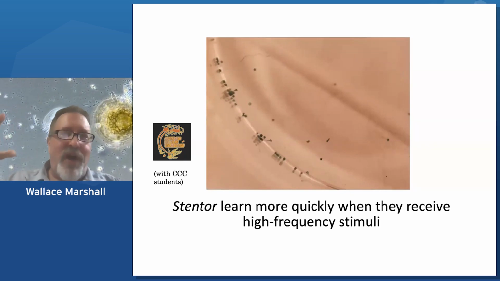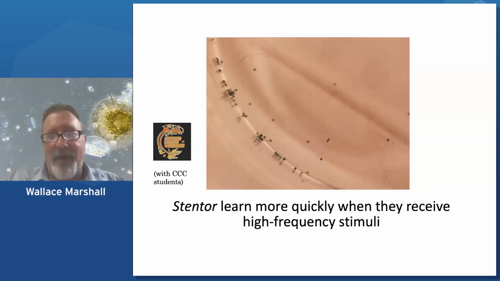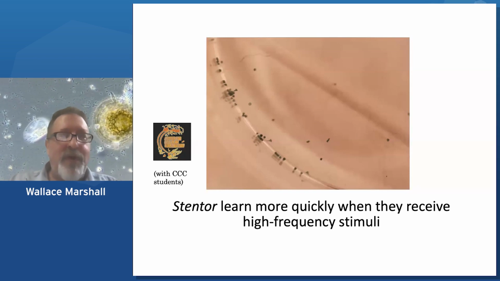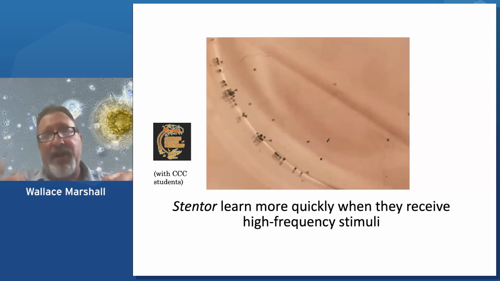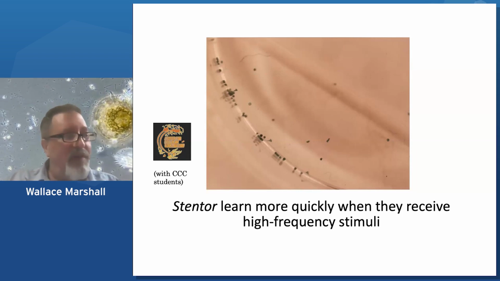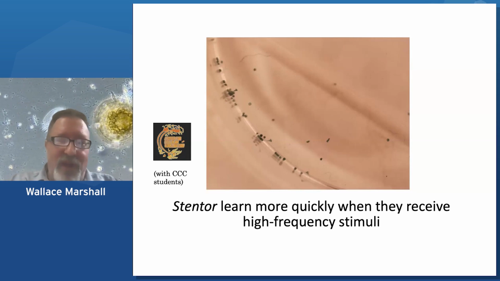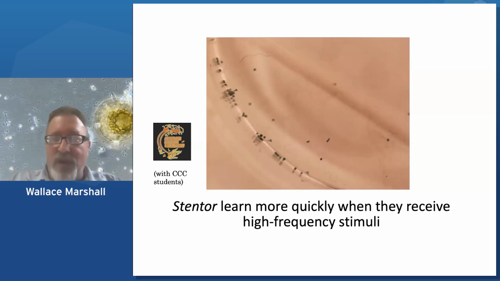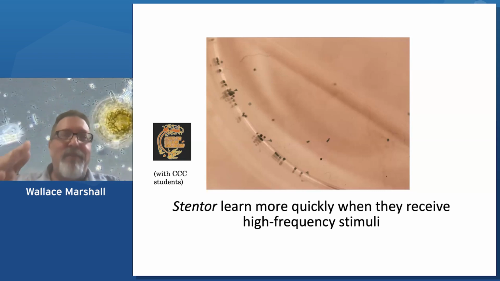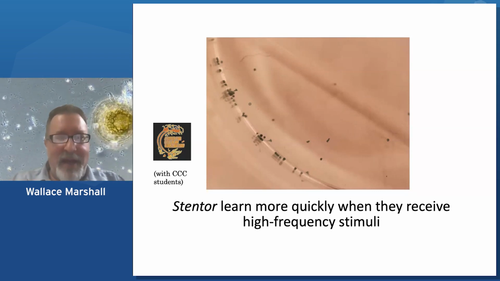So Stentor contracts within a millisecond, but it takes almost a minute for the cells to fully re-extend. So typically, when we vary the interval between the stimuli, we might go to a minute, minute and a half, 2 minutes, but we never really went to much faster stimuli. So in this experiment, we stimulated cells once per second. That's much faster than they can re-extend. So they contract, and then before they can extend again, you can make them contract again. You do that again and again and again.